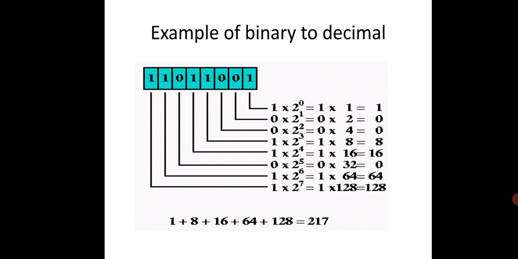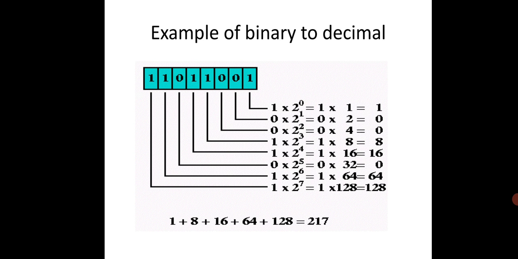So 1 into 2 raised to 0, which is equal to 1 into 1 is equal to 1. The second value of binary is 0. So 0 into 2 raised to 1. So 0 into 2 is 0. The third is 0. So again 0 into 2 raised to 2.